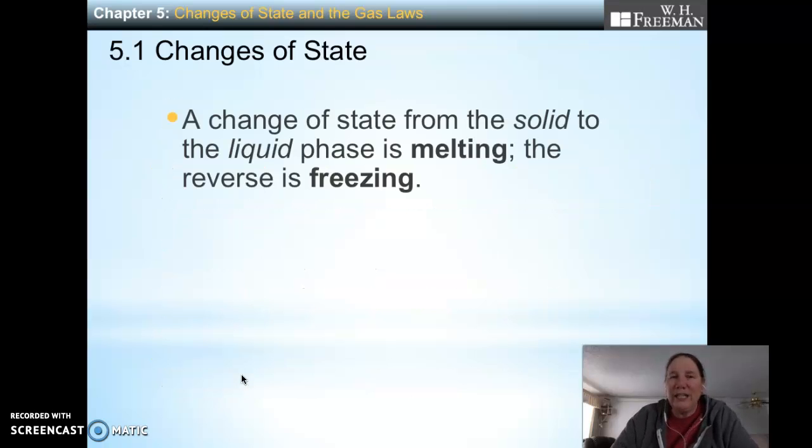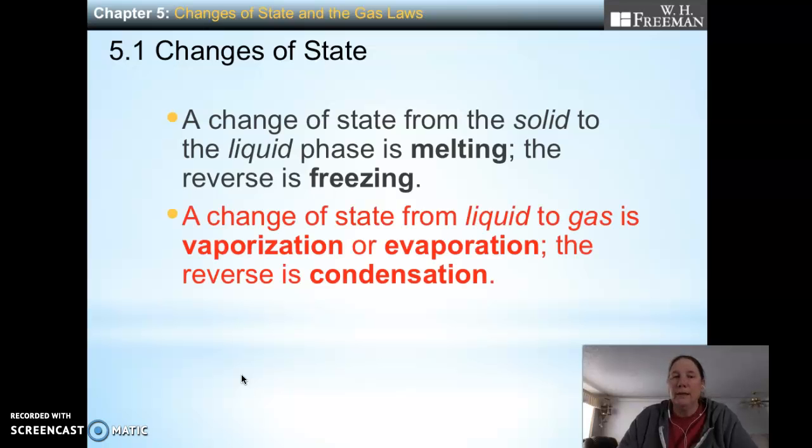So when you want to change state, okay? When you change state from a solid to a liquid, you melt it, okay? If you reverse, if you go from a liquid to a solid, that's freezing. And the point at which they occur is the same. Now, if you're talking about water, that's easy. That's at 0 Celsius or 32 Fahrenheit, okay?